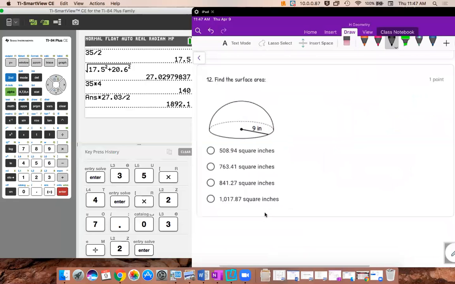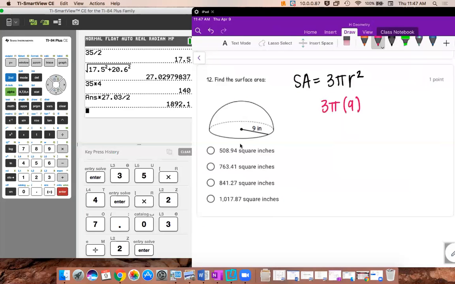Okay, now we're getting into our lovely hemispheres and spheres. So this one wants the surface area of a hemisphere. Surface area of a hemisphere, the half a sphere, is just 3 pi r squared. So it looks like all we need is the radius. We have it, so let's just plug it in. It's going to be 3 pi 9 squared.